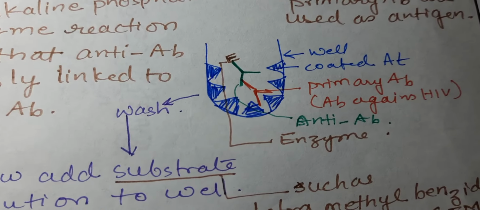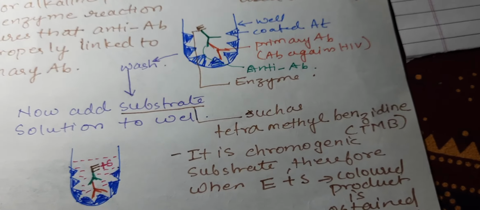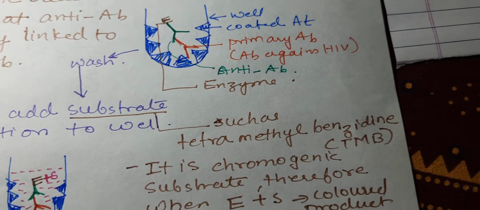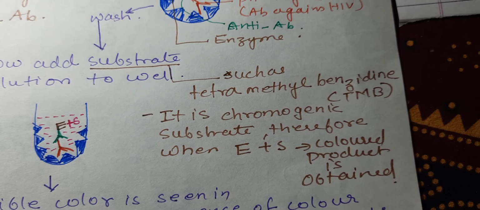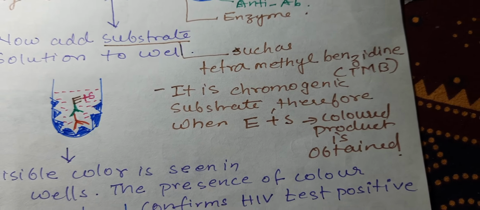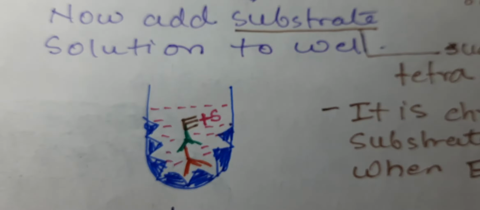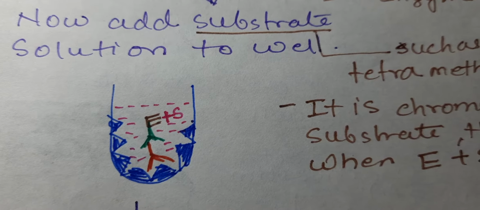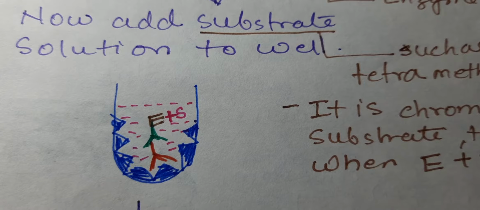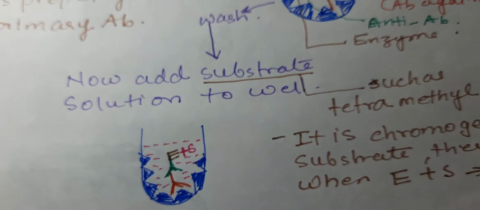Okay, so the next step is to add the substrate and to do the enzyme reaction. So substrate is added. Again, this substrate is tetramethyl benzidine, and it is a chromogenic substrate. So when this enzyme reacts with the substrate, it produces a colored product. So this is how it links. It is specific to the primary antibody, so it will attach itself to the primary antibody, and the enzyme will react with the substrate and produce the color.